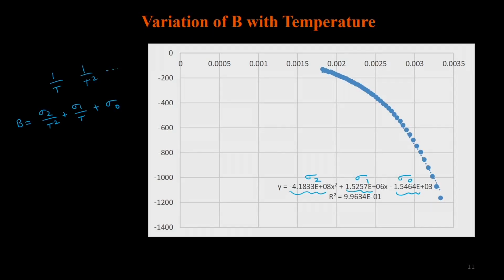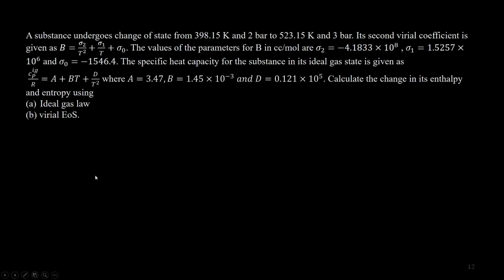And once I have this, I can readily differentiate this equation to get dB over dT, right? So it will be negative sigma 1 over T squared minus 2 sigma 2 over T cubed. That would be dB over dT. So if I know an expression for B with temperature, then I can do a differentiation, get dB by dT and all the other information I need. So let's use this idea and try to solve a problem.